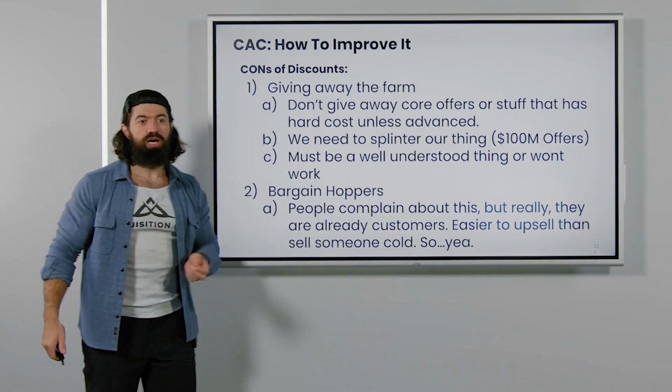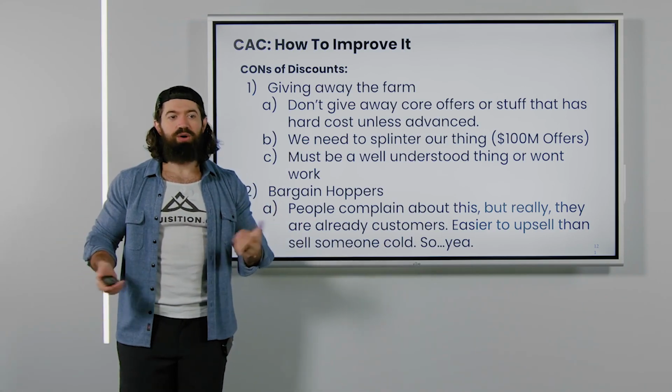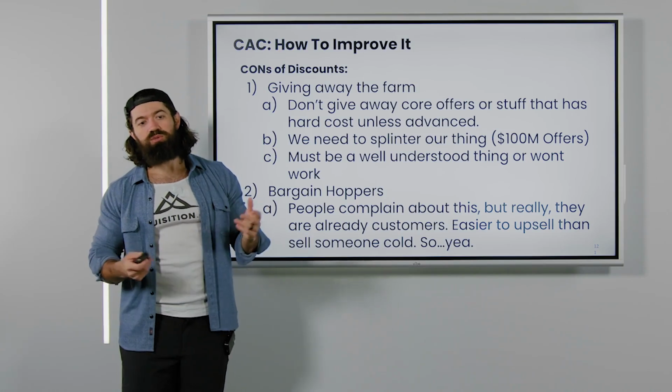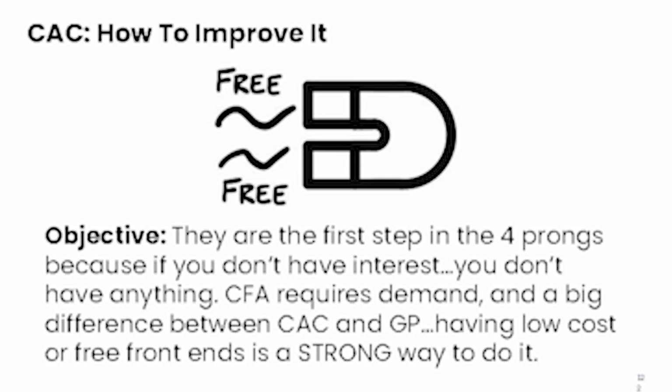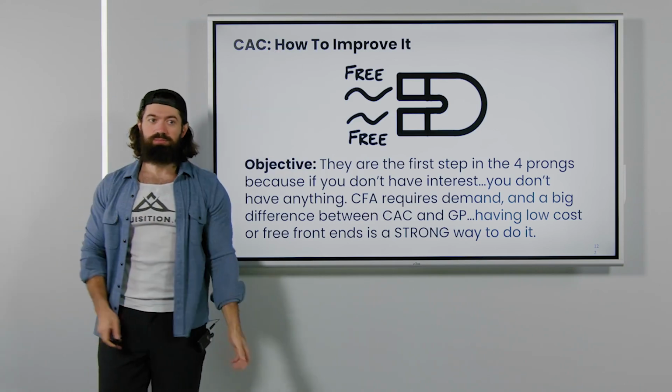The cons are you get the bargain hoppers. People who complain about this are really already customers, and they're easier to upsell than someone who's cold. So the objective is that attraction offers are the first step in the four prongs, because if you don't have interest, you don't have anything. Customer-financed acquisition requires demand, and a big difference between CAC and GP is that having low-cost or free front ends is a strong way to do it. Lots of demand, free big front ends, drives more in.